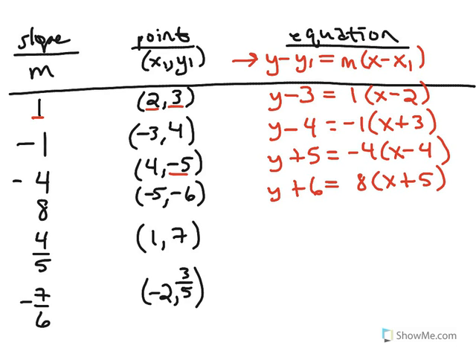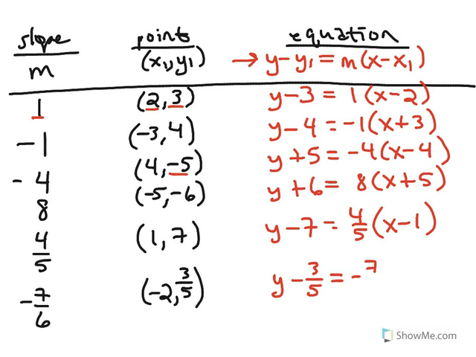For the fifth example, remember your slopes are often going to be fractions. We have y minus 7 equals 4/5 times the quantity x minus 1. And finally, on the last example, things can be negative or positive everywhere. We have y minus 3/5, they can also be fractions, and that's okay, equals negative 7/6 times the quantity x plus 2. Again, plus 2 because the coordinate given to us is negative and we're subtracting.